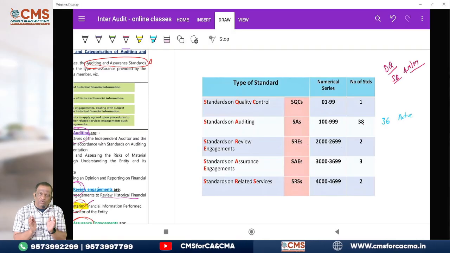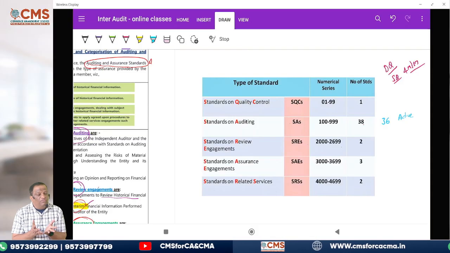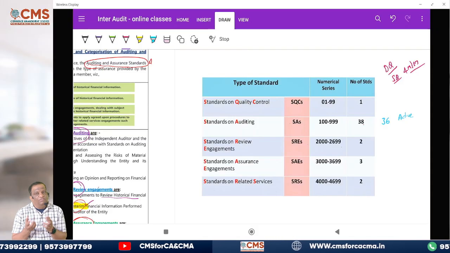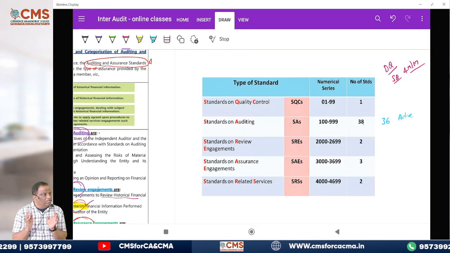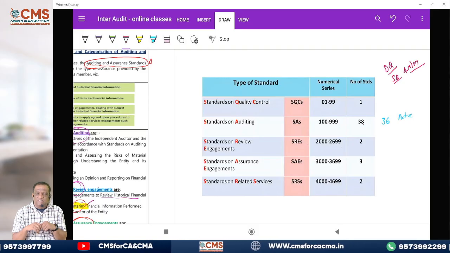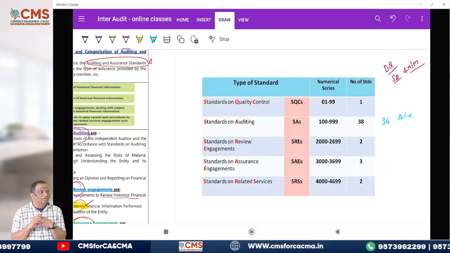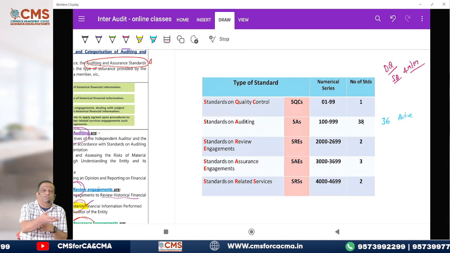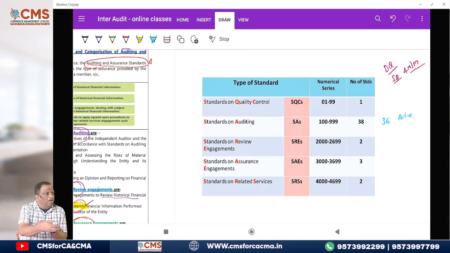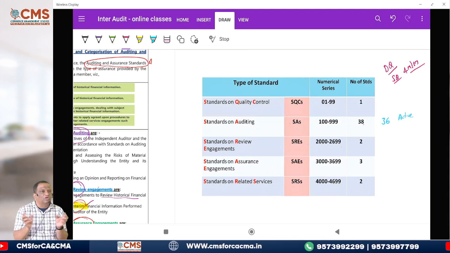Now, between reviewer and auditor, who will perform fewer procedures? Reviewer will perform. And between auditor and reviewer, whose opinion gives a higher level of assurance? Auditor. The logic is the same: because he is performing more procedures, he is working hard, so you can rely on him more. That is how the logic goes.